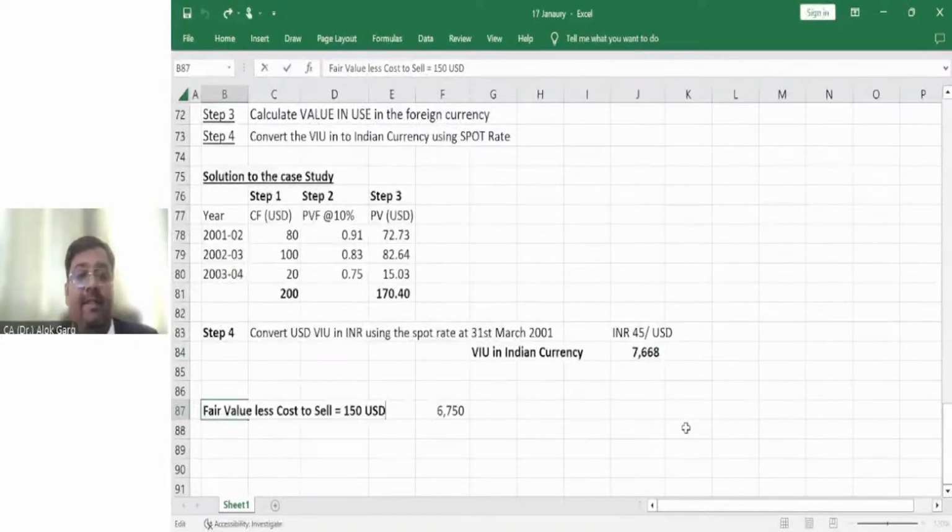If, let's say, it should be 250, then what will happen? In that case, you have to multiply with 250. It is 11250. So 11250 will be higher. In that case, your recoverable value will be 11250. Have you understood this?